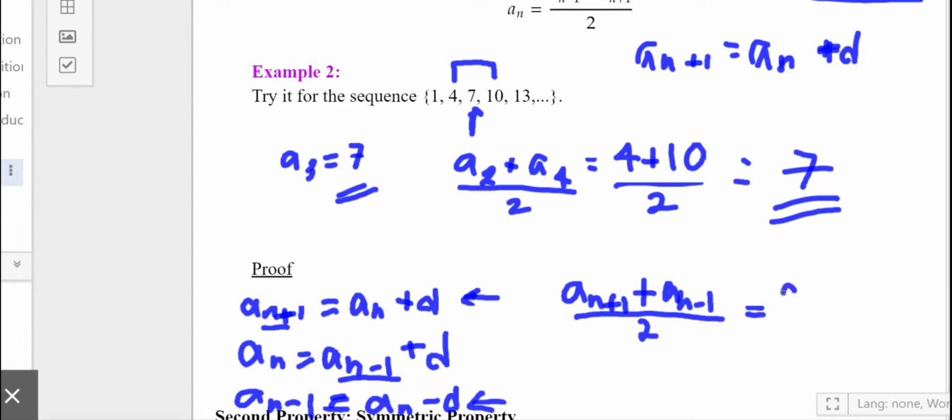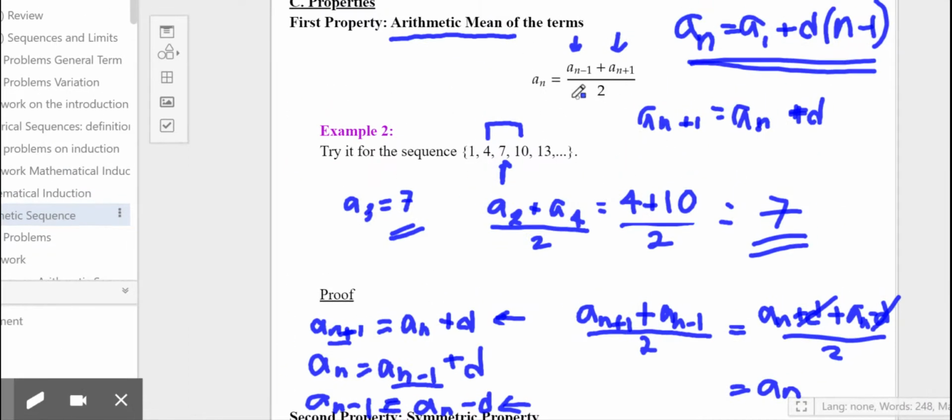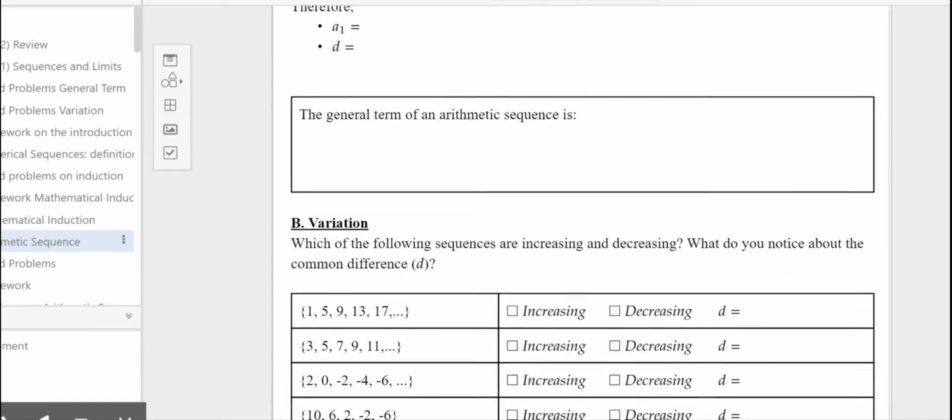So an plus 1 is an plus d, and an minus 1 is an minus d, and this whole thing is divided by 2. So the d's cancel out, and you get 2an over 2, which is just an. So this is literally it. This is the proof that this property works and doesn't come out of nowhere. I hope you believe me. If you don't, I don't know what to tell you. So let us move down a little bit, if my computer allows me, of course.